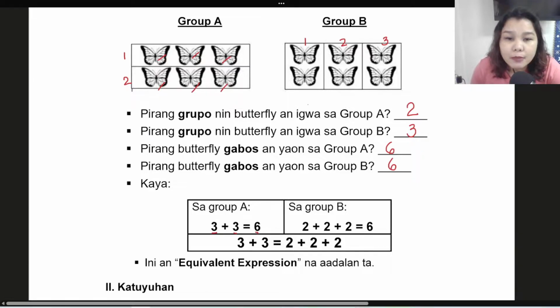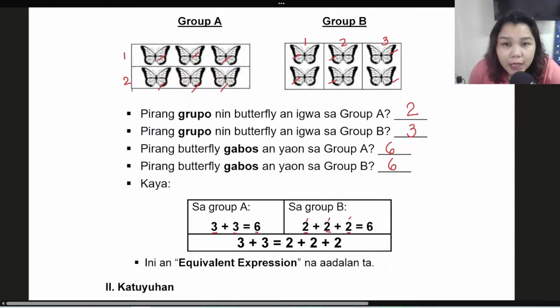Sa group B naman, bilangon ta ang laman or the number of objects in each group. First group, this is group 1. So, 1, 2. Kaya igwa digdi kitang 2. And then, for the second group, 1, 2. So, plus 2. And for the third group, we have 1, 2. So, kaya may plus 2. So, from that group B, wherein there are 3 groups, pwede kitang makagibo nin 2 plus 2 plus 2 equals 6.